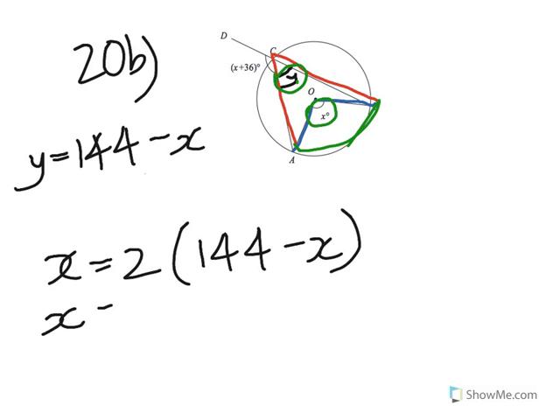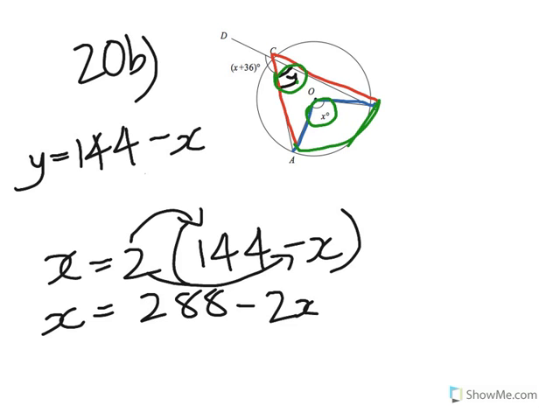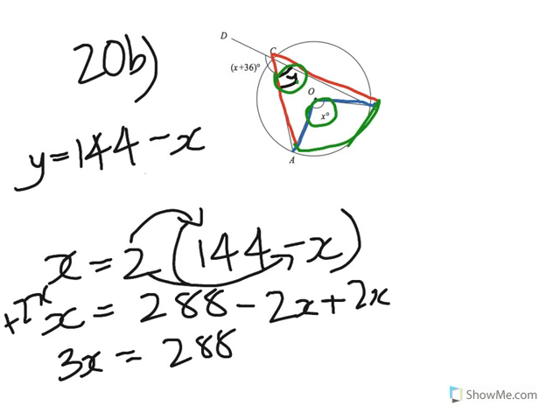So this simplifies to x is equal to 2 times 144 is 288, and 2 times negative x is negative 2x. So add 2x on both sides, you get 3x is equal to 288. Now divide 3 on both sides and you'll get x is equal to 288 divided by 3, so x is equal to 96.